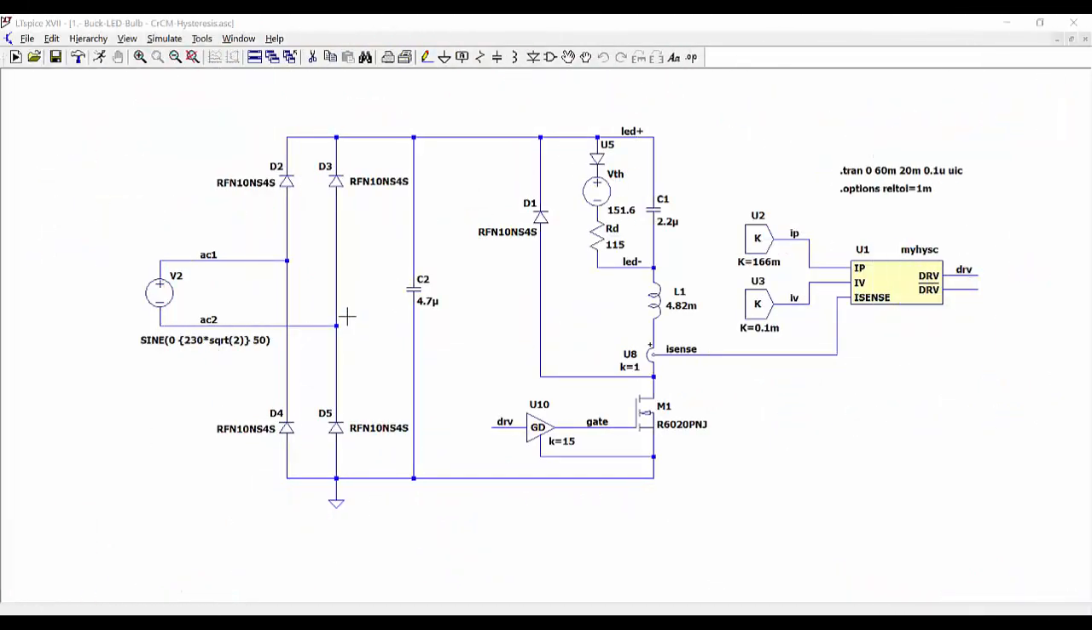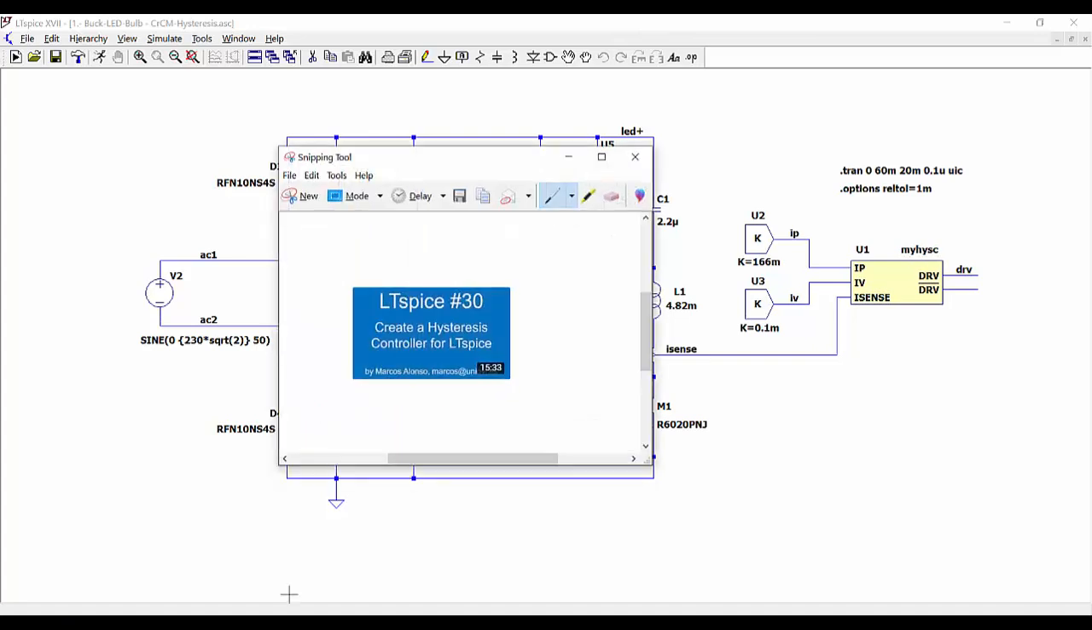So now let's do a simulation to better understand the behavior of this converter. Here we have the basic converter. This is the input voltage, the line voltage. We have the rectifier here, the filter capacitor, and then the buck converter. And we are using to control the switch this circuit that we developed in a previous video, my hysteretic controller, and you can get information about this component in the video LTspice number 30, how to create a hysteresis controller for LTspice.